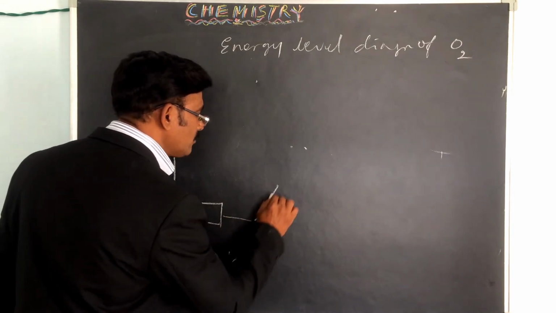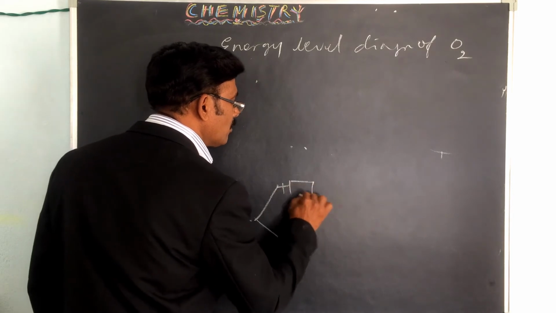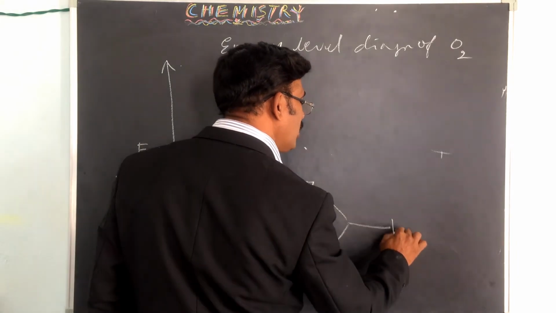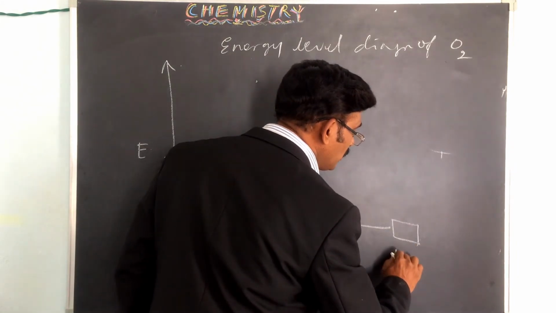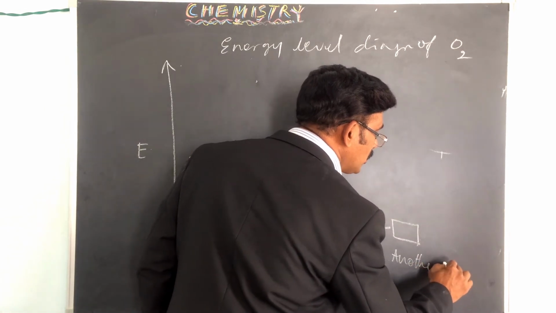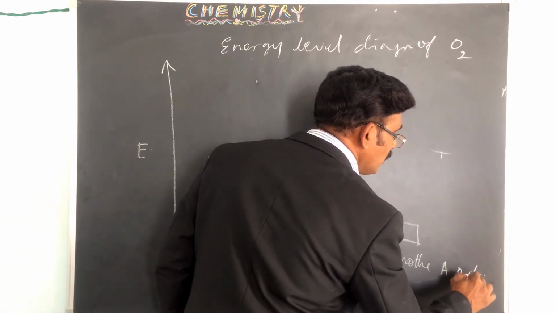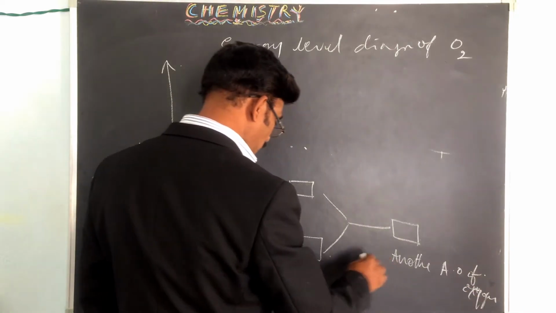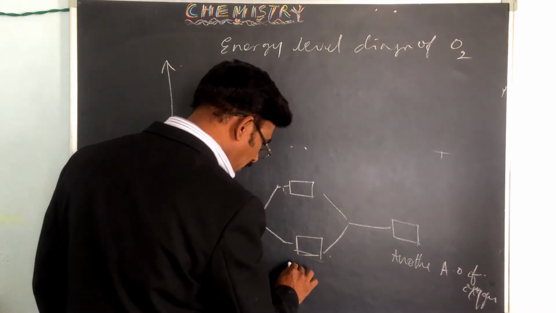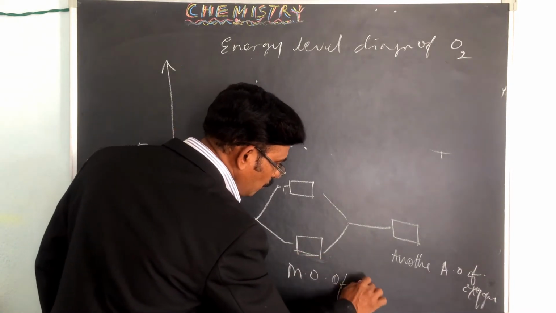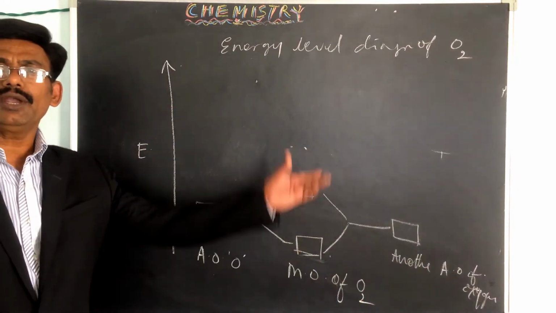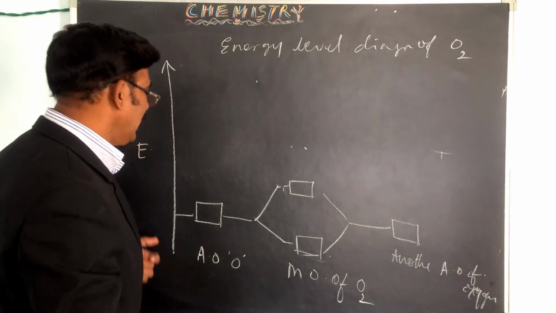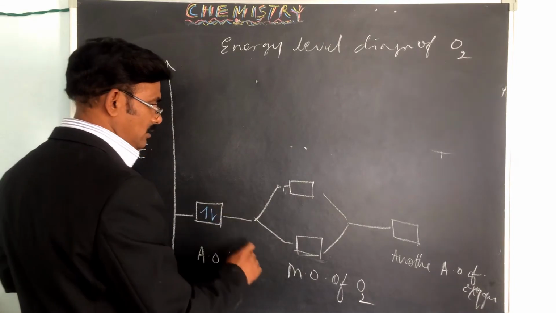Then under it, this is the other atomic orbital of oxygen. So now what is this? The molecular orbital of O2. In the 2s level, how many electrons are there? Just 2 electrons are present.